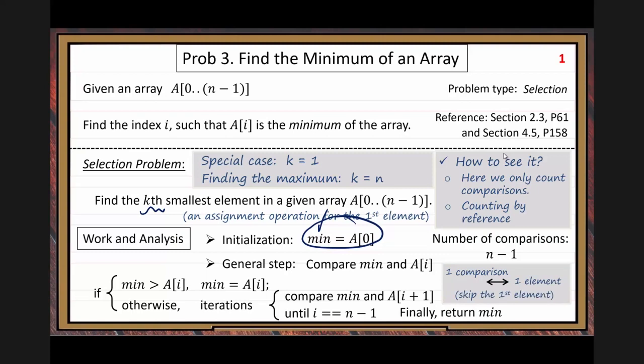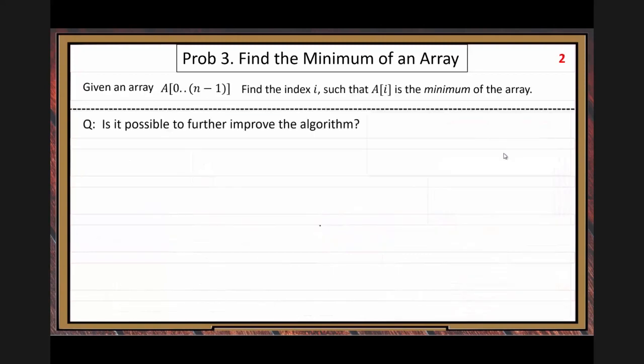Next, is it possible to further improve the algorithm? In this situation, usually people have two options. The first option, try your best to improve the algorithm. But the problem is you may not be able to do that, right? You have limits, we have our limit.